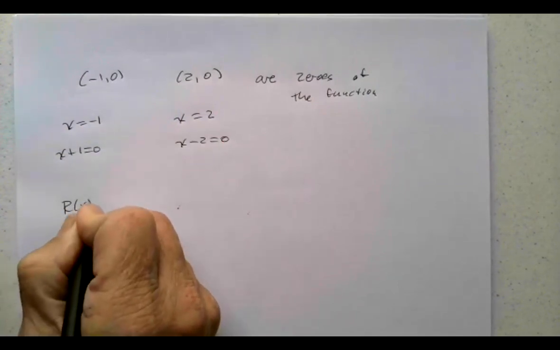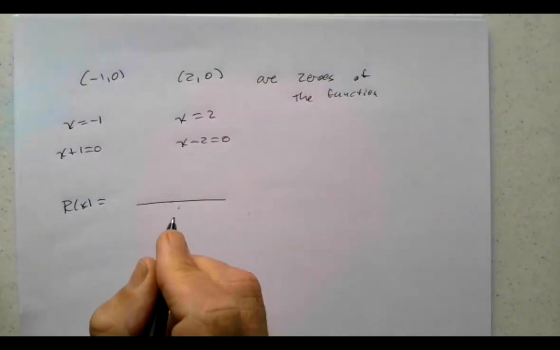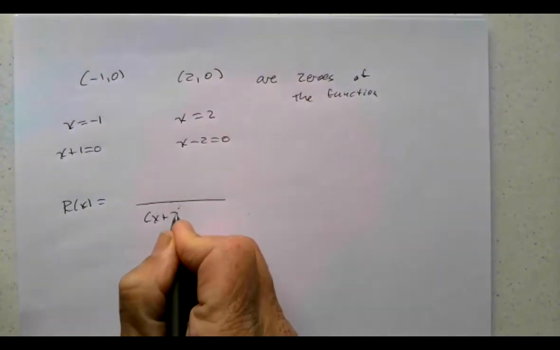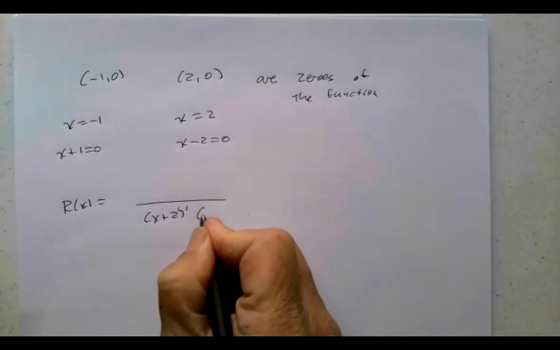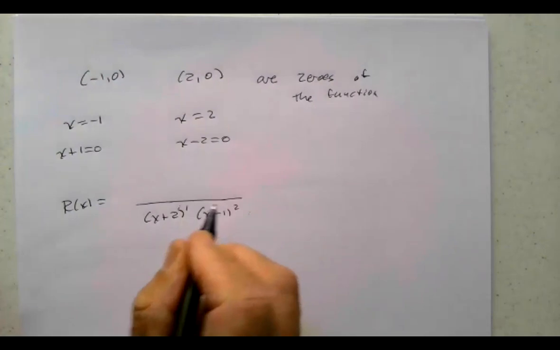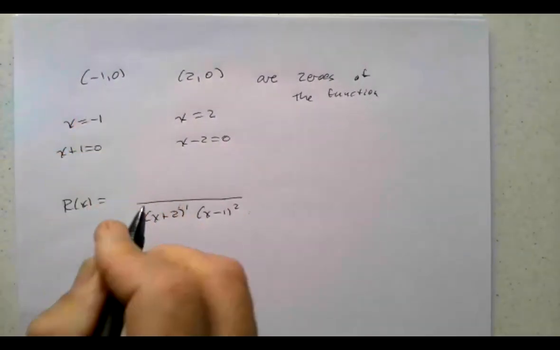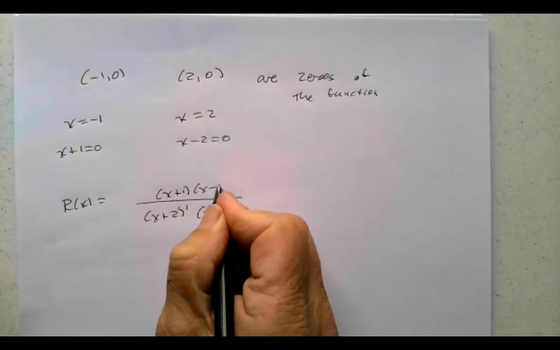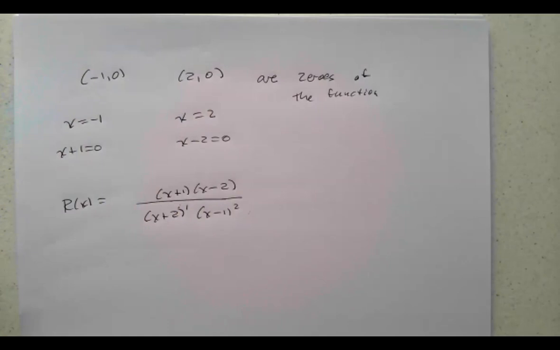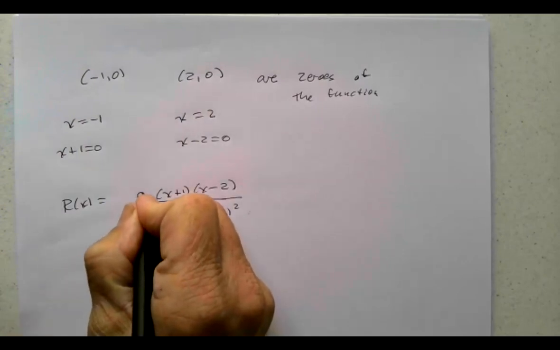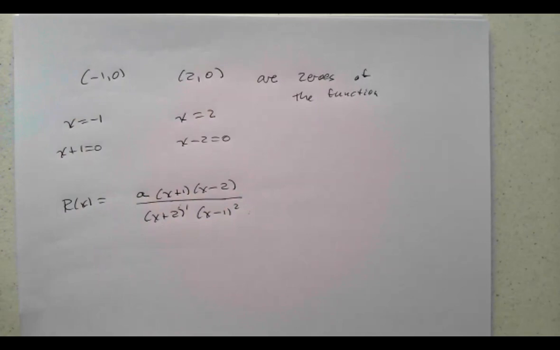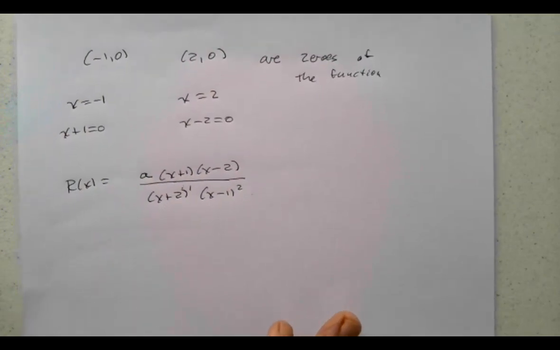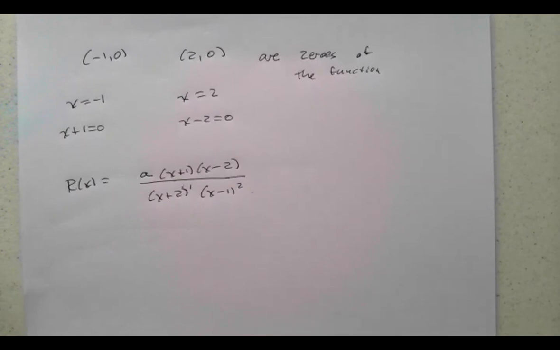So right now I have r of x. On the bottom, previously we said x plus 2 to the first and x minus 1 to the second. Now we're saying on top, to get an x-intercept of -1, I need an x plus 1 upstairs. To get an x-intercept of 2, I need an x minus 2 upstairs. But this may not be the whole story. There may be a multiplier other than 1 in front of all this. So we're going to look to see if we can find out what A is for this equation. So let's go back and take a look at it again to see what other information I could use.